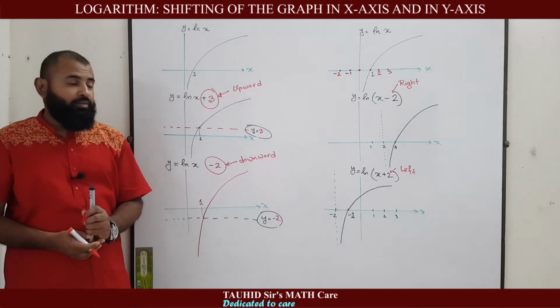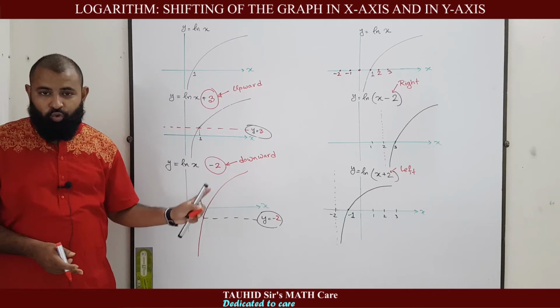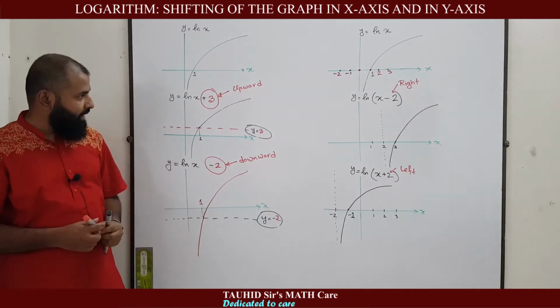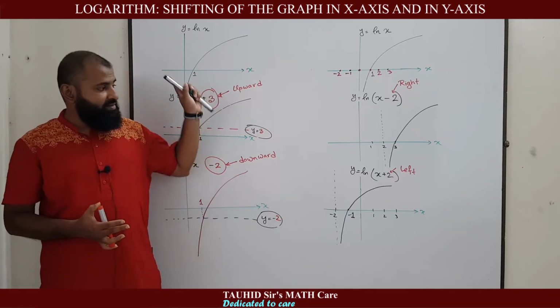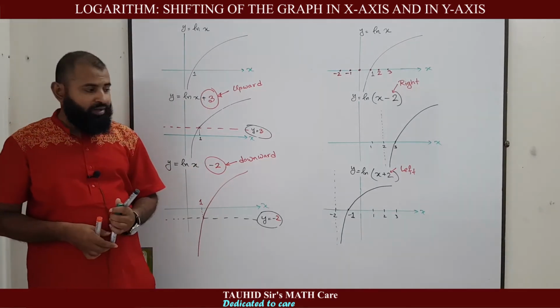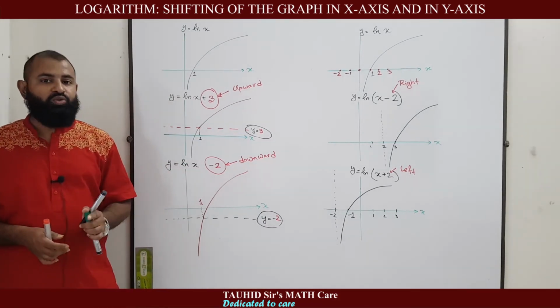You must memorize these 4 conditions: when to go right, when to go left, when to go up, and when to go down. And you need to practice these shapes. Now, while you are watching this video, I am commanding you to practice these figures at least 2 times.